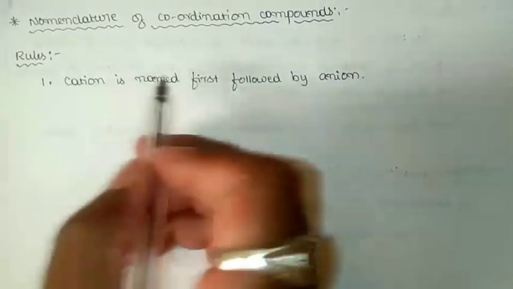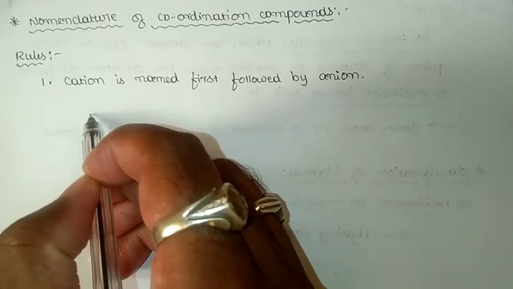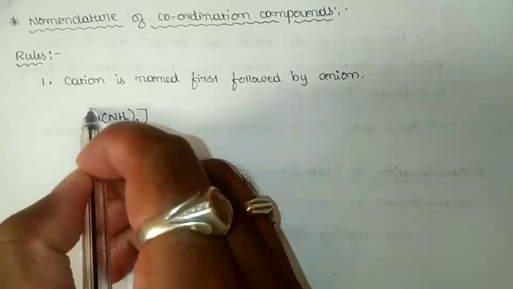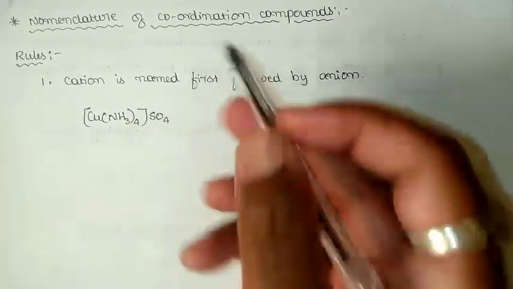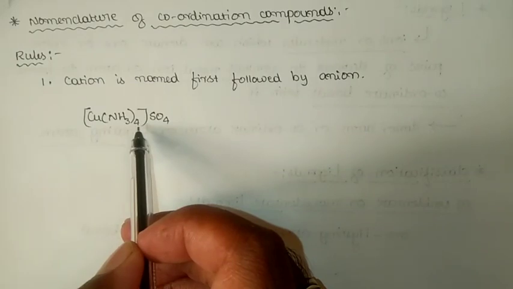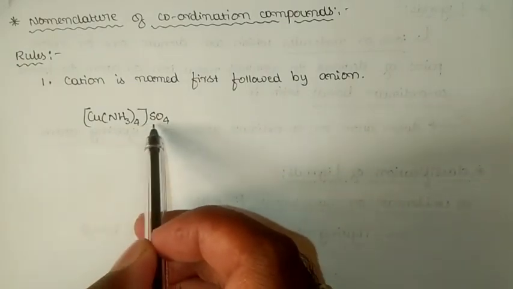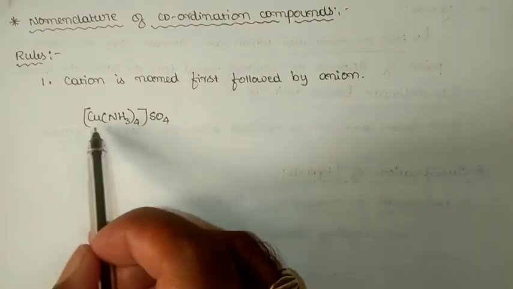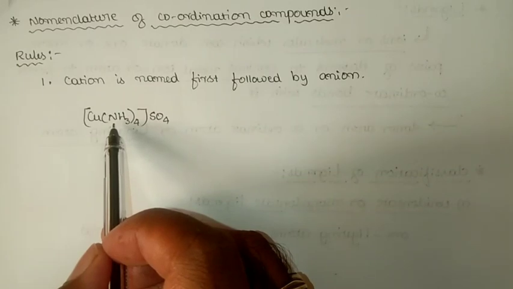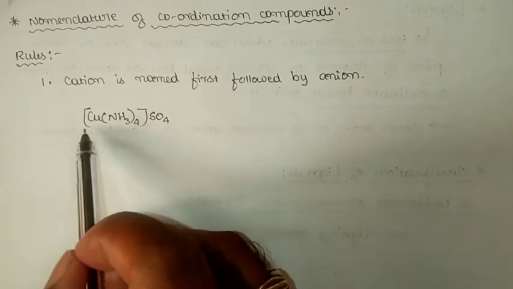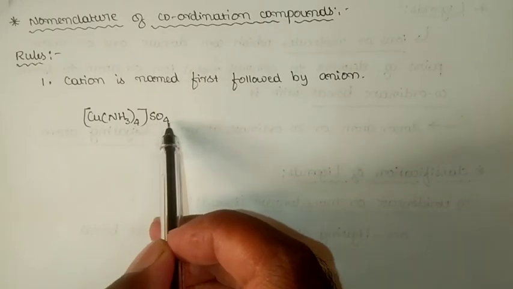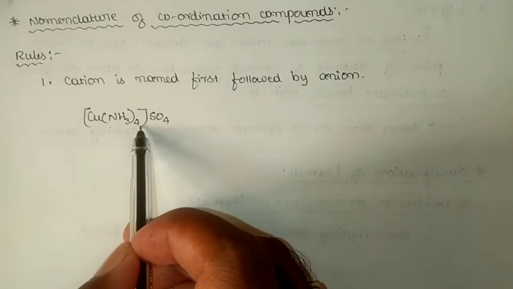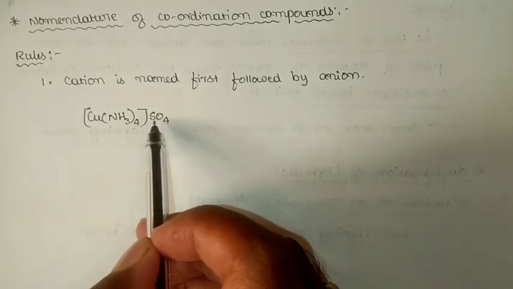So let us give the example for either of the type. See here, in case of [Cu(NH3)4]SO4, the coordination sphere is written first, followed by the ionic sphere. So we know the general IUPAC rule: while writing an ionic compound, first the cation will be written, followed by the anion. So here the coordination sphere is the cation and the ionic sphere is the anion. So you should give the name for the coordination sphere first, followed by the ionic sphere.